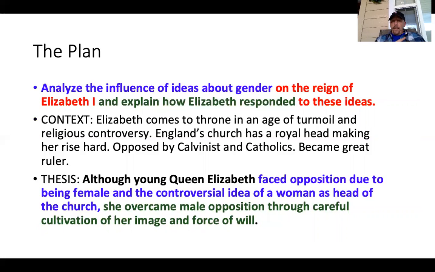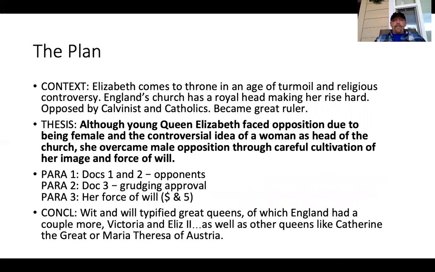here's the first part, gender. She overcame male opposition through careful cultivation of her image and force of will. I think we can get that out of the documents we read where she is talking about her image as the Virgin Queen, about her calling them a knot of harebrains, about the tone of her in those two documents she's quoting. So can I use the 5 documents to prove this case? Yes, I can. I can talk about gender attitudes from the first couple. I can talk about her response from the last couple. So we can work that in.